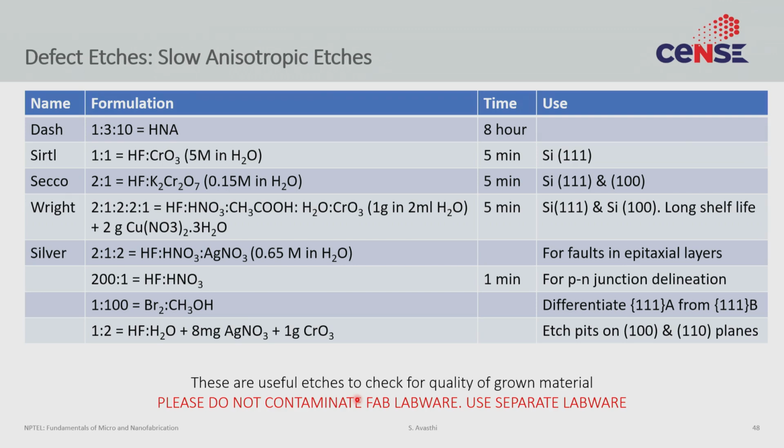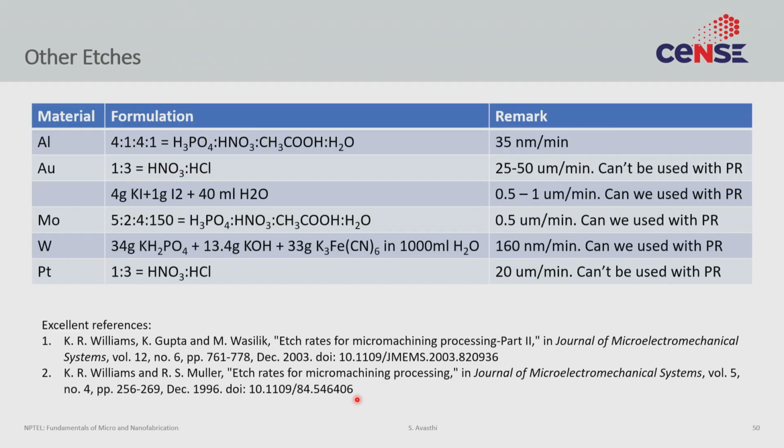Samples that have been used for this chromium based etch must not be used for anything else. So this is a destructive etch, if you may. So once you use that sample for the defect etch, do not use it for your device fabrication. It's contaminated beyond repair. All right. So here are some of the references for each of the etches we just referenced. You can look at it on your own time.